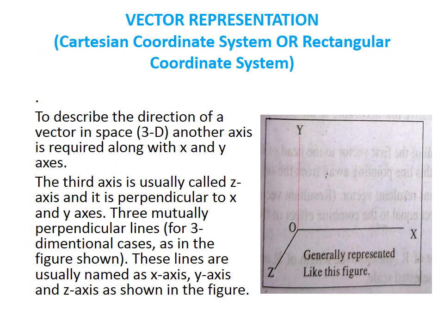To describe the direction of a vector in a space that is 3D, meaning 3 dimensions, another axis is required along with x and y axes. The third axis is usually called z-axis and is perpendicular to x and y axes. Three mutually perpendicular lines are used for three-dimensional cases as in the figure shown. These lines are usually named as x-axis, y-axis and z-axis.